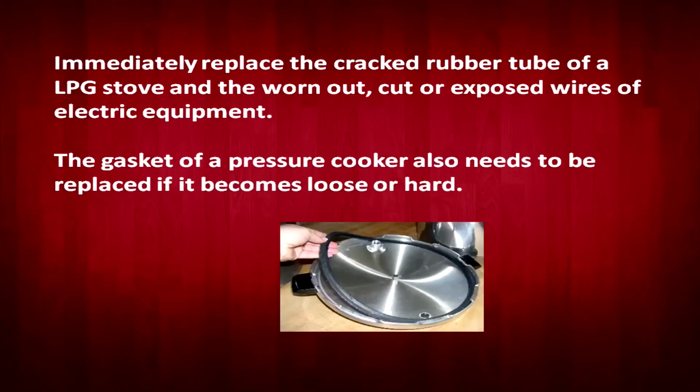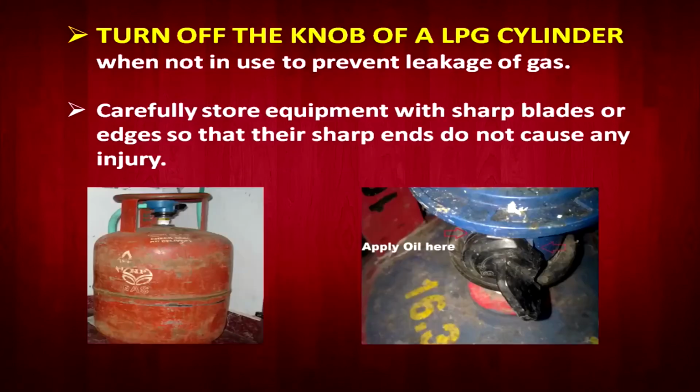Immediately replace the cracked rubber in the cooker. You can see the gasket, we call it, the exposed wire, buttons or tubes, anything which is either in the stove or in the electric equipment. Do not use again and again without replacing it. Do not use any cut or exposed wire in the electric equipment. This is again a dangerous thing.